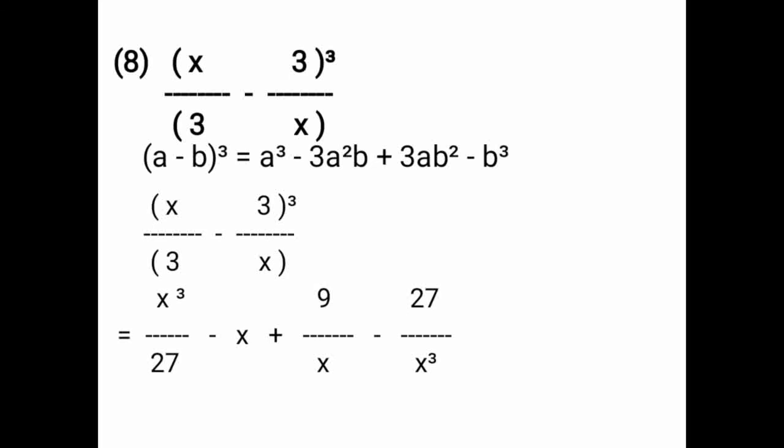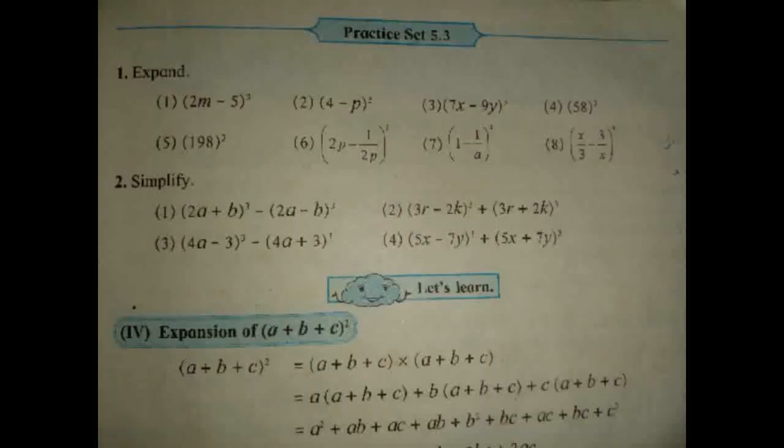That is equal to x cube upon 27 minus x plus 9 upon x minus 27 upon x cube. This is the final answer because these are unlike terms. You cannot add and subtract unlike terms. Practice set 5.3 question number 2 we will solve next time in part 2.